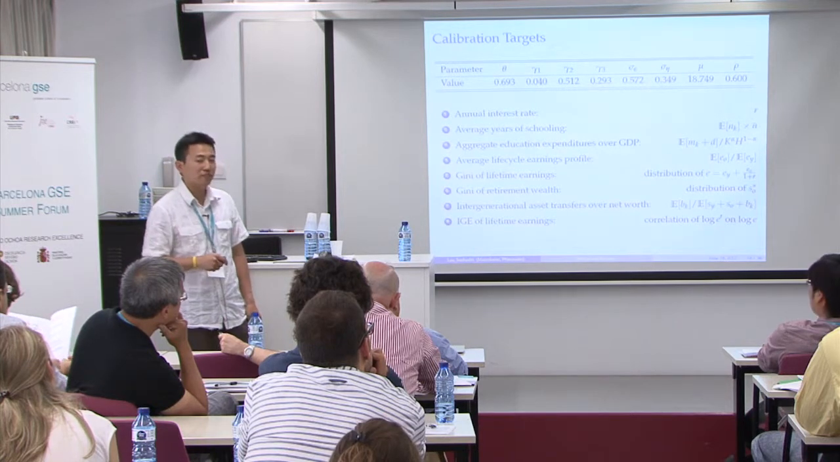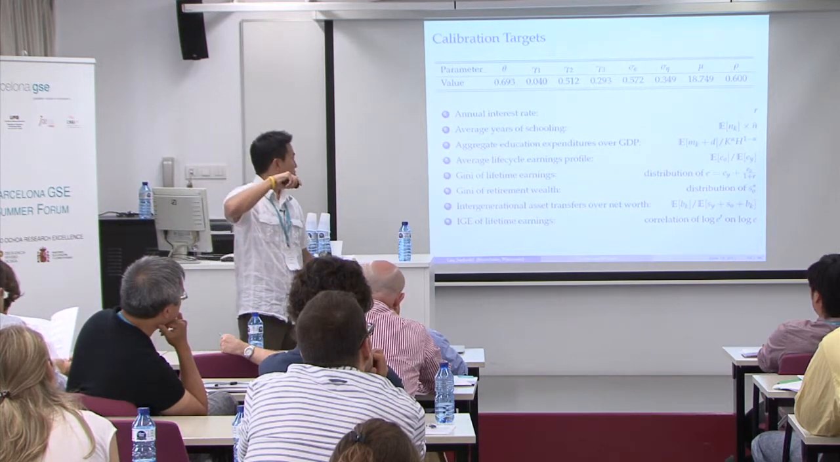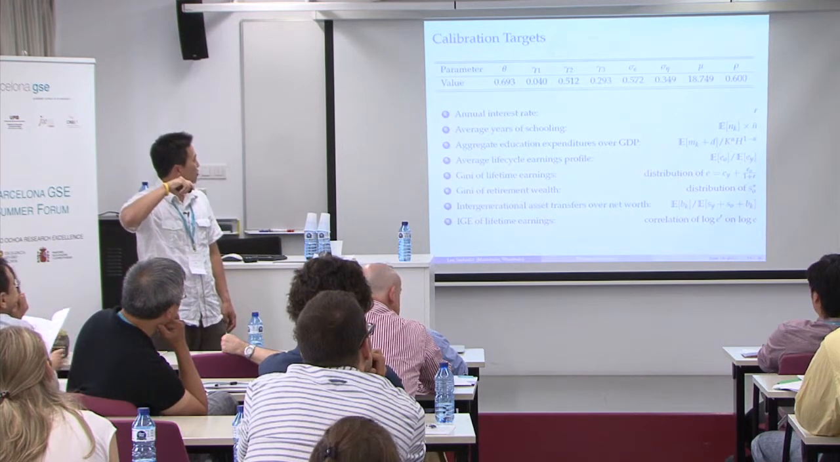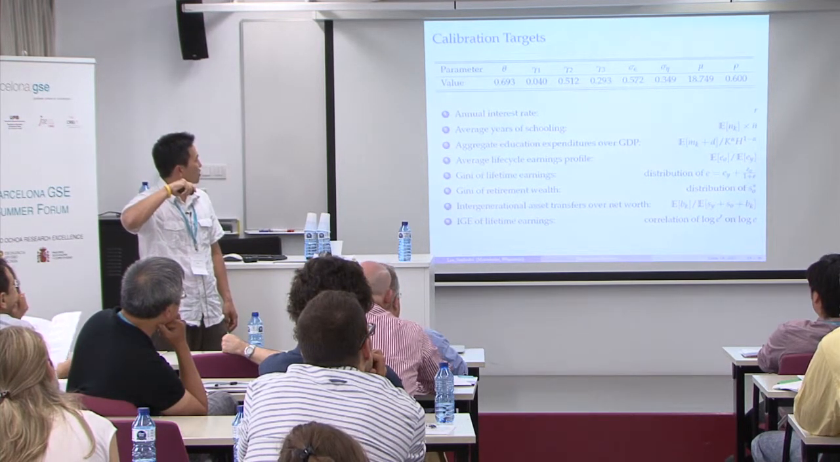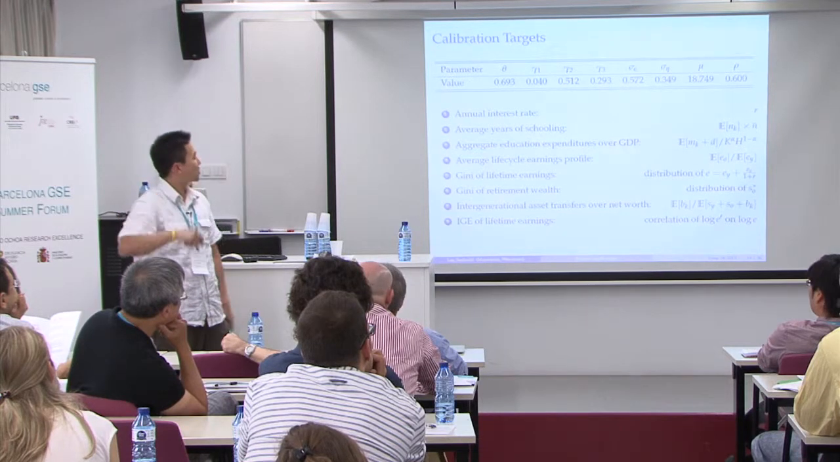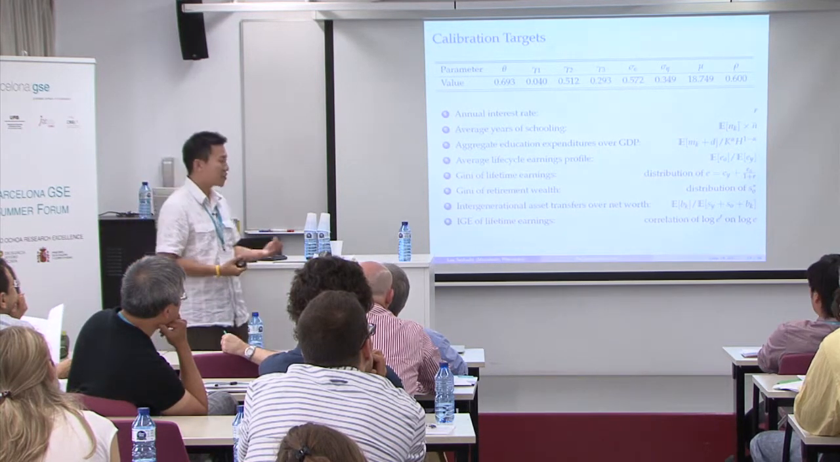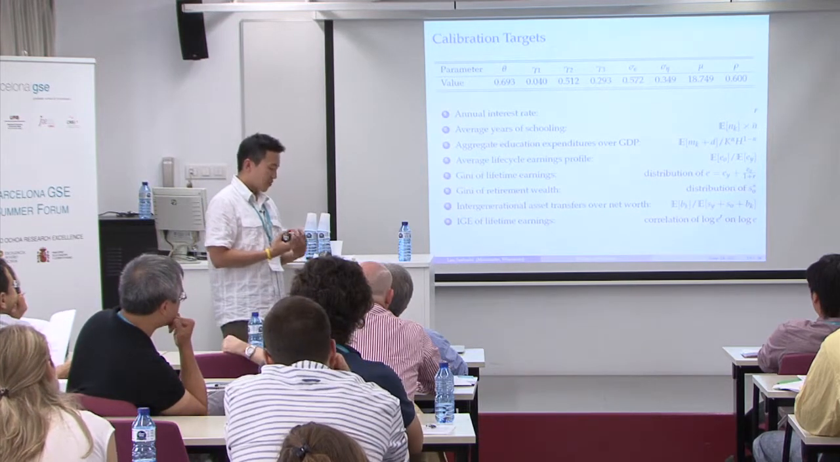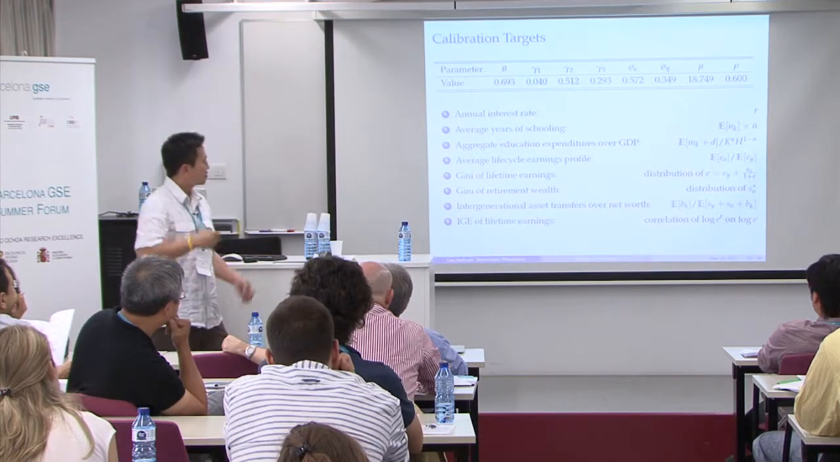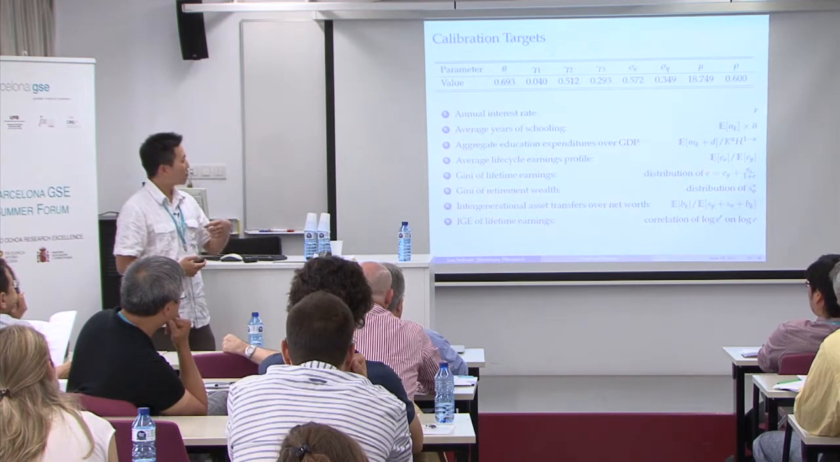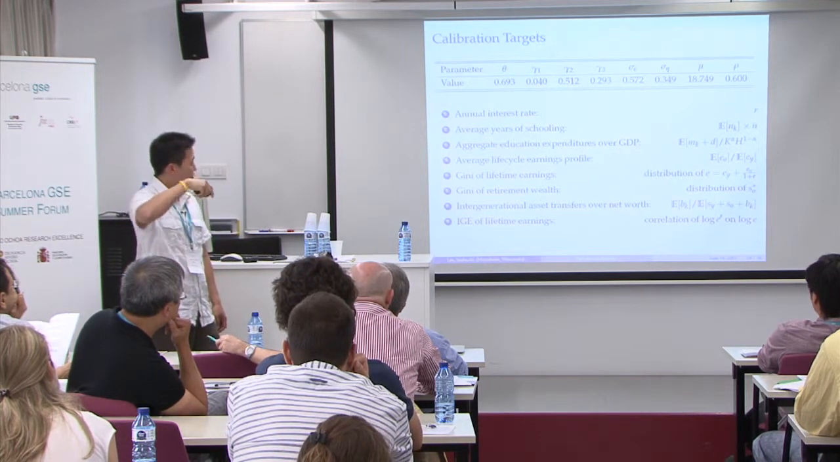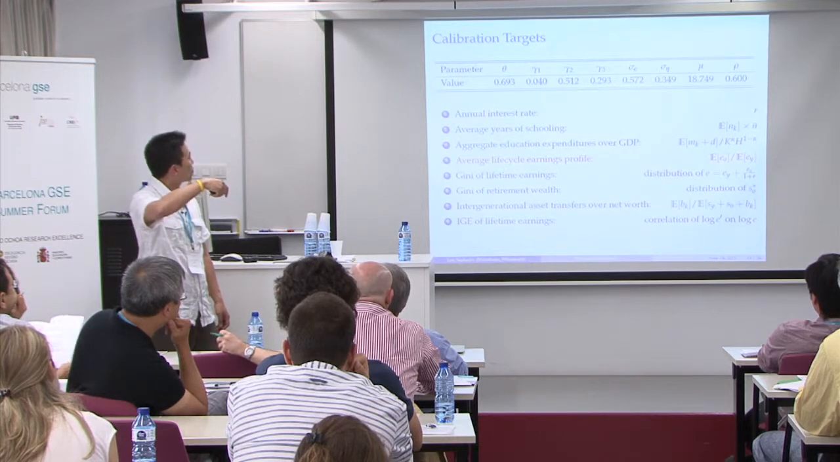In the U.S., according to a paper by Gale and Scholz, this is about 60%, and that's what we target. Right? And then, most importantly, we want to target the intergenerational elasticity of lifetime earnings. This is basically the coefficient you get when you regress log children's earnings on log parent earnings. This is the one that we say is somewhere from 0.4 to 0.6. In our calibration, we're going to try to match 0.5.